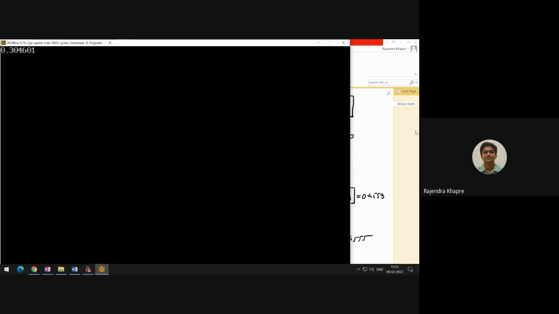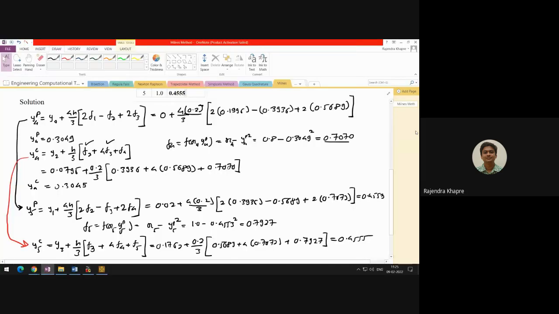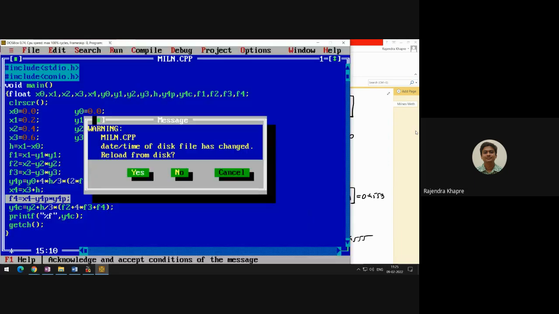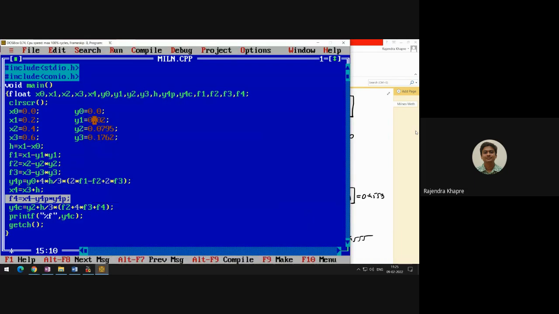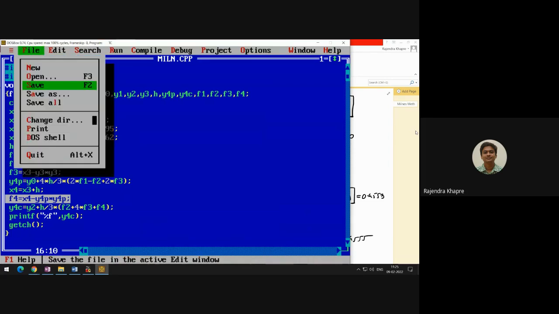So this is going to give me the corrected value, and if you refer to your notes, this is 46. Okay, I am getting 4555. I don't know why. Let me check the code. y4 corrected is y2. Okay, sometimes it happens. Okay, let me close this.